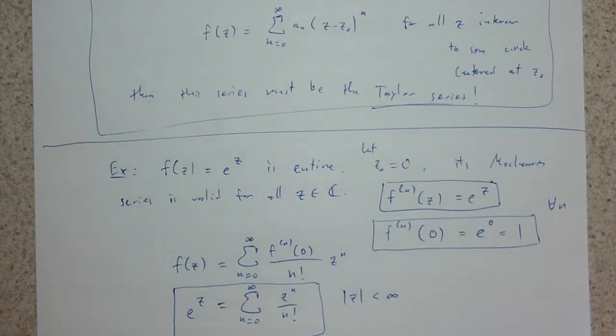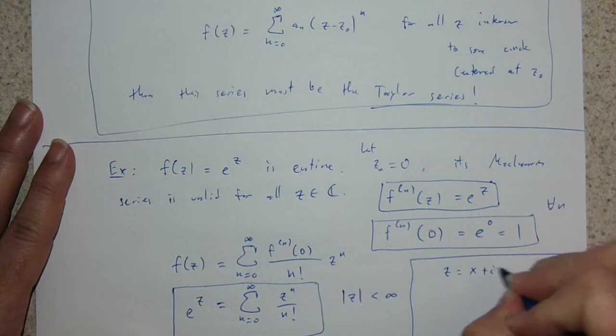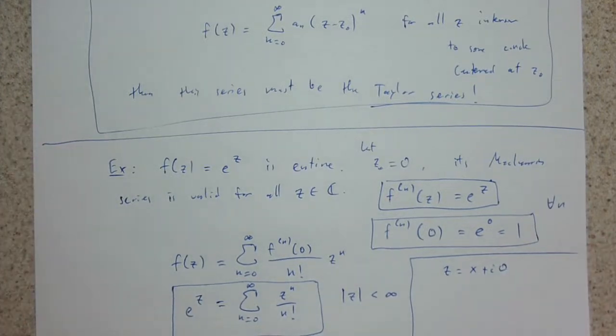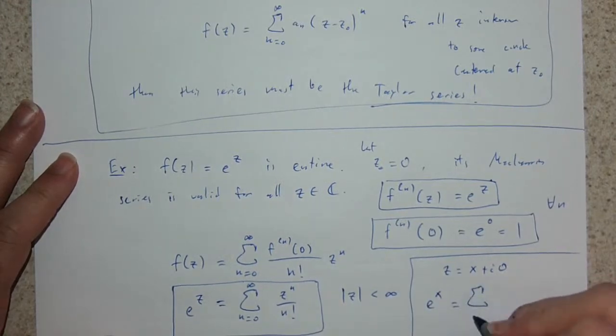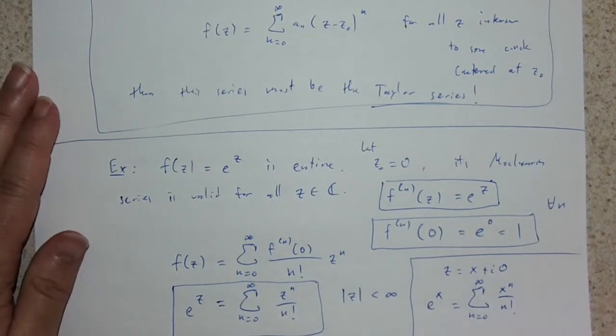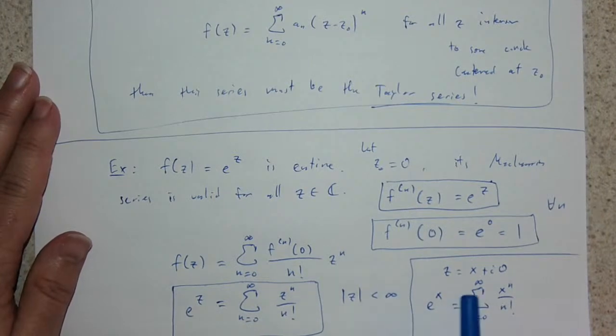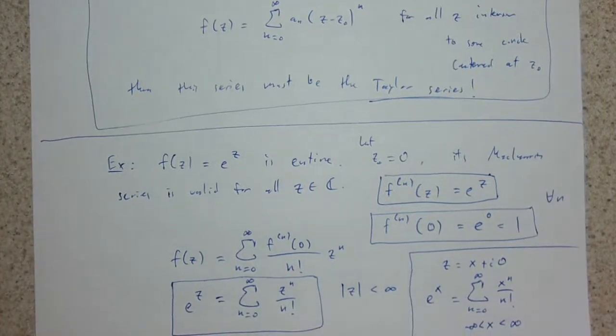Well, note that from this you can actually deduce the usual expansion for the reals, right? So if you let z actually just be the real number x, then this expansion is going to be the familiar one. e to the x is the sum from n equals 0 to infinity of x to the n over n factorial, right? Where modulus of z less than infinity is going to mean that x is between minus infinity and infinity, right? So it's just any real number. That's the usual Maclaurin series for e to the x. Okay.